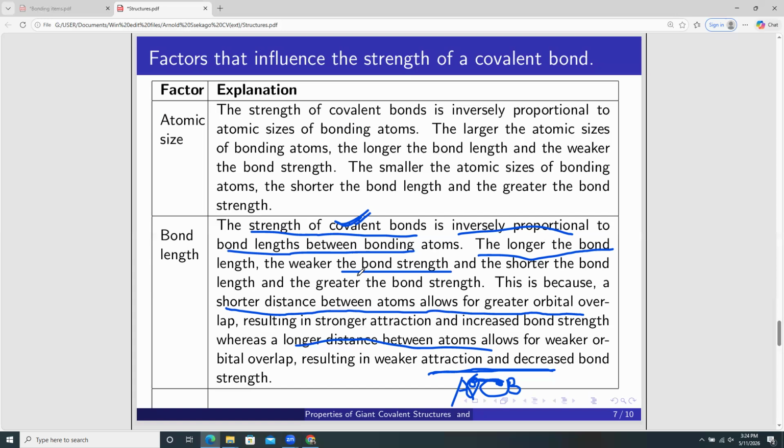Therefore, that bond should be weak. Then, if a bond is short, the atoms are so close to each other. Therefore, we have strong attraction.